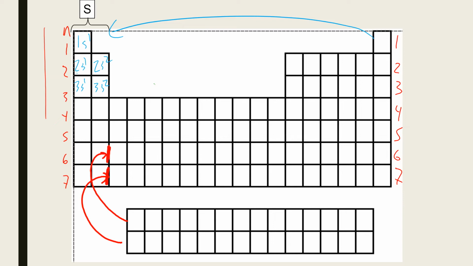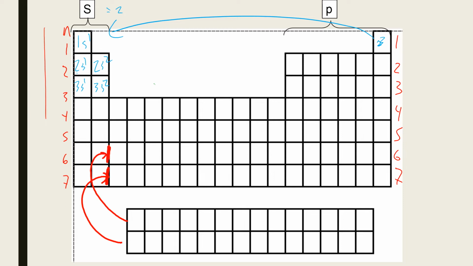Okay. So we have the s orbital. So everybody here is s. Hey, how many electrons can s hold? S can hold 2 electrons. Hey, look, how many columns are there? 2 columns. It's amazing. Next, you have the p orbital. Okay, that's not counting helium.